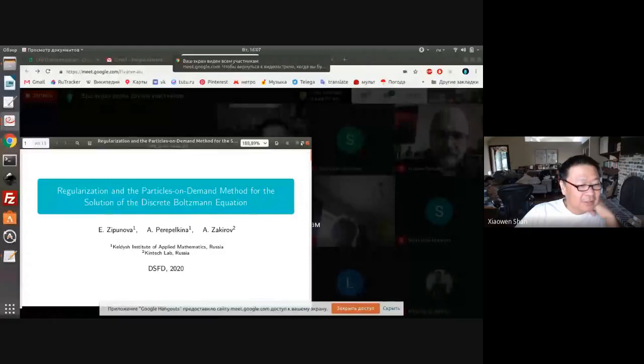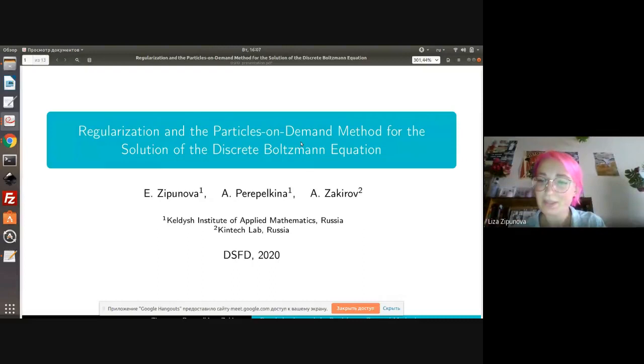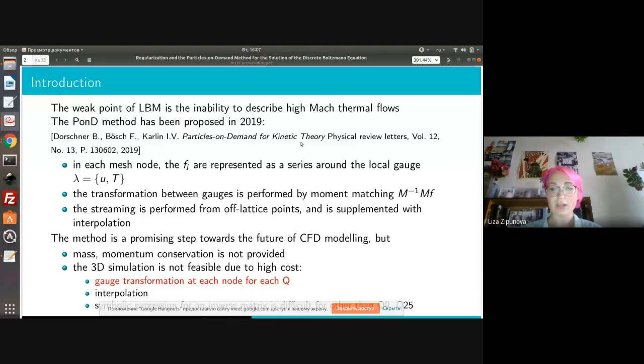Yes. Thank you. So my name is Lisa, and I'm going to tell you about a developed modification of the particles on demand method. The weak point of the lattice Boltzmann method is an inability to describe high thermal flows. The particles on demand method has been proposed in 2019 in the following article.